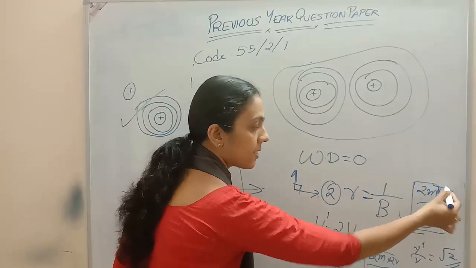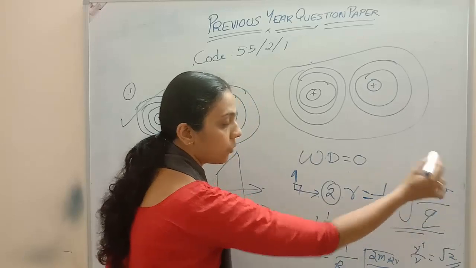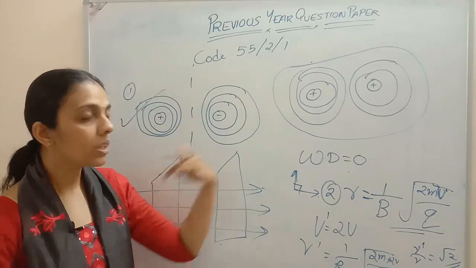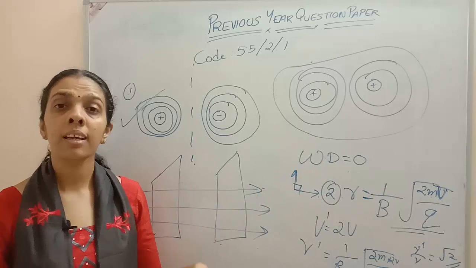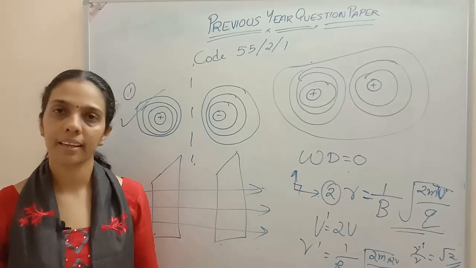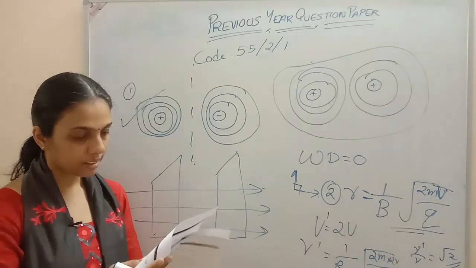If voltage is doubled, what is the difference which you are feeling over there? This will be root 2 into V. Okay, like that it will. So one root 2 is increasing in the case of the new radius. New radius will be increased by the term root 2 times the previous radius. Okay, then now the third one.